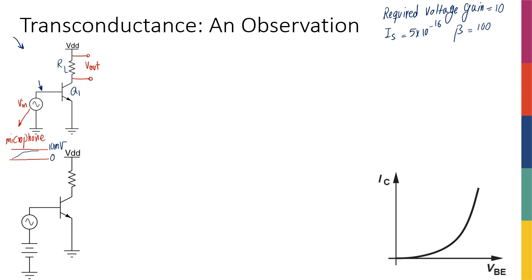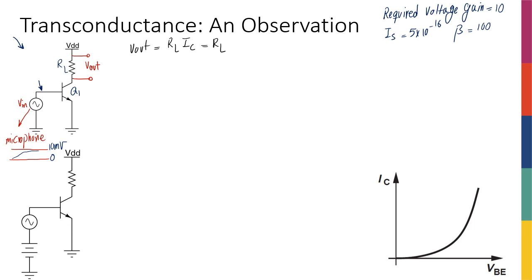Okay, let's go ahead and start the analysis. I would say the first thing that I can actually see in this circuit is that my V out is really the voltage across the RL. So it's going to be RL times IC. Good. Now, I'm going to assume that my transistor is in the active mode.